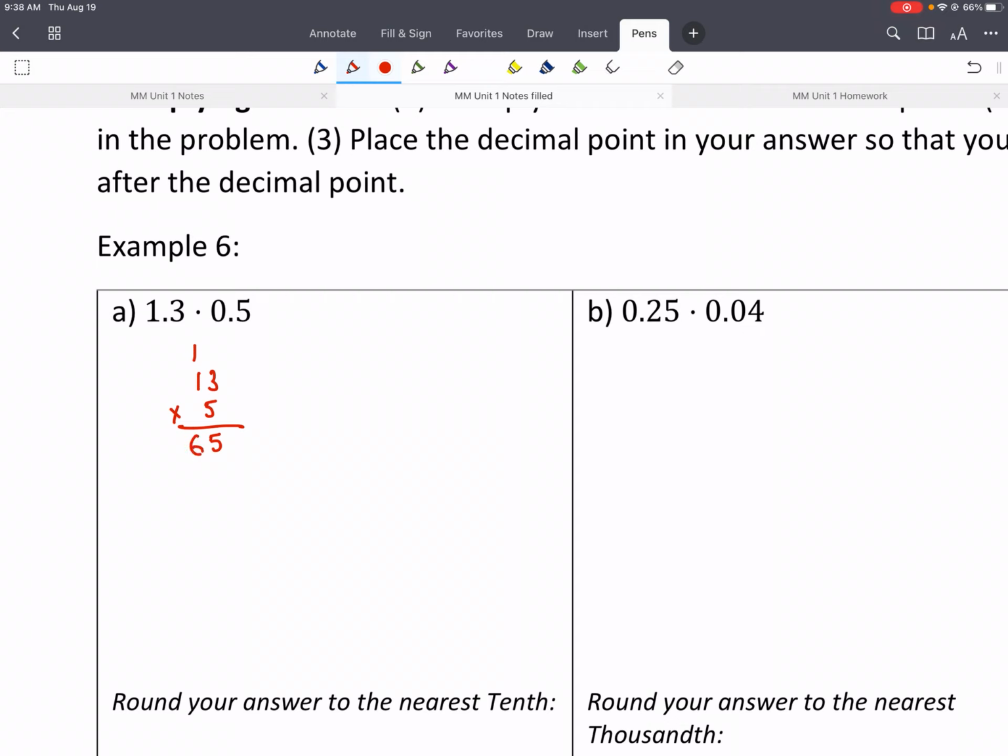Multiply. So 5 times 3 is 15, and then 5 times 1 is 5, plus 1 is 6. Now we need to figure out where the decimals belong. Okay, so here what you do is you count how many decimal values are there. So for here there's 1, here there's 1.